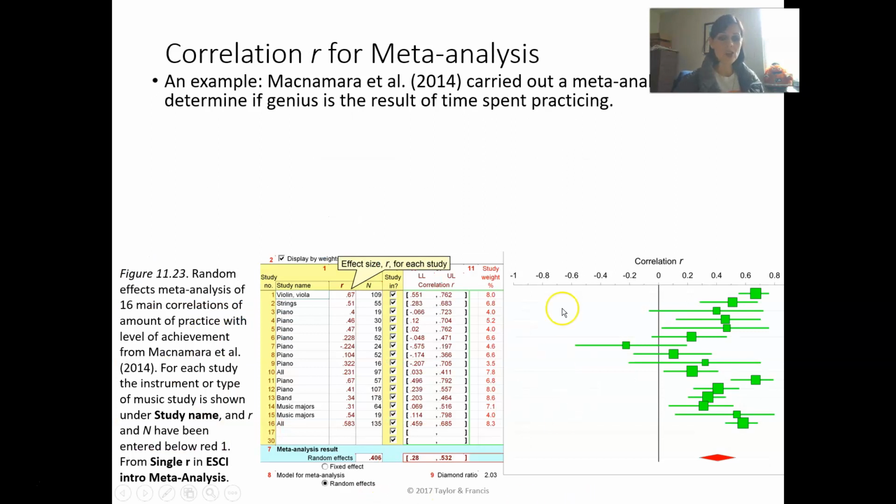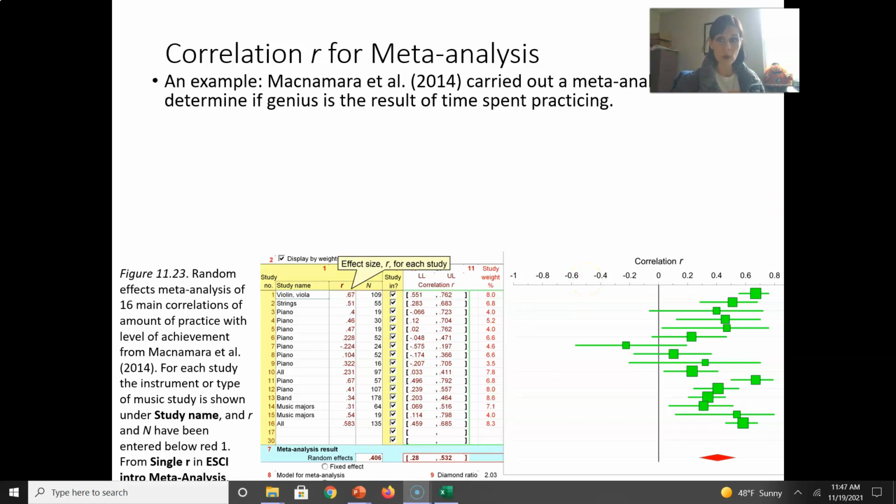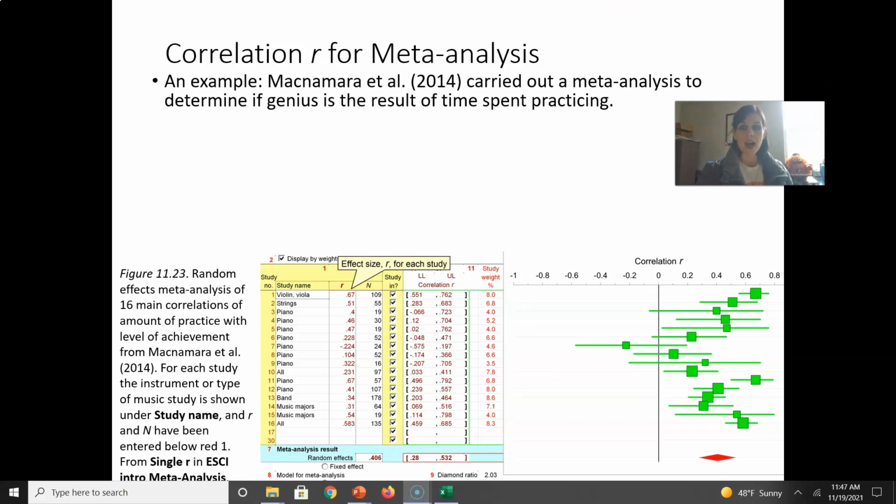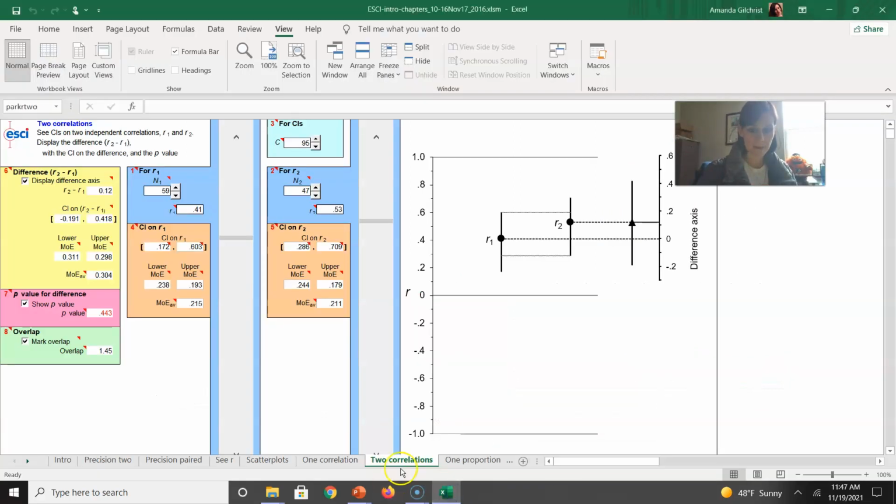Now, we can also do this with meta-analysis. So if you've had me for cognitive psychology, you have heard me talk a little bit about deliberate practice and its role in developing expertise. Brooke McNamara and colleagues actually ended up doing a meta-analysis back in 2014 to determine if that expertise is actually based on time spent practicing.